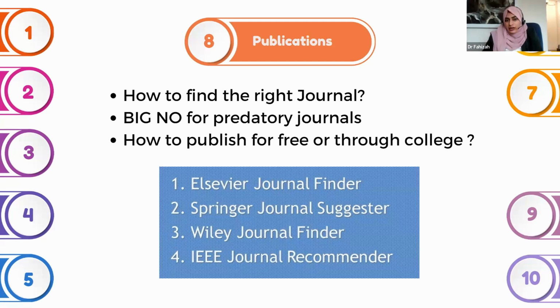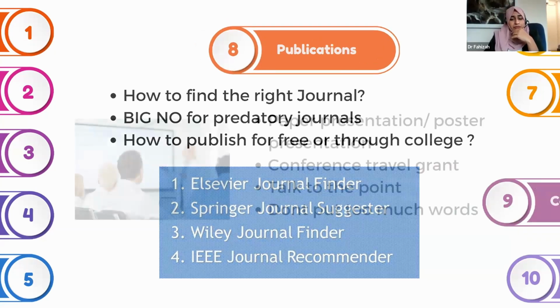One more way of publishing is that your faculty can get publishing charges waived off through the college. So not at the undergraduate level, but if your faculty is the first author, then that publication has more chances of getting the college to pay the publication fees.